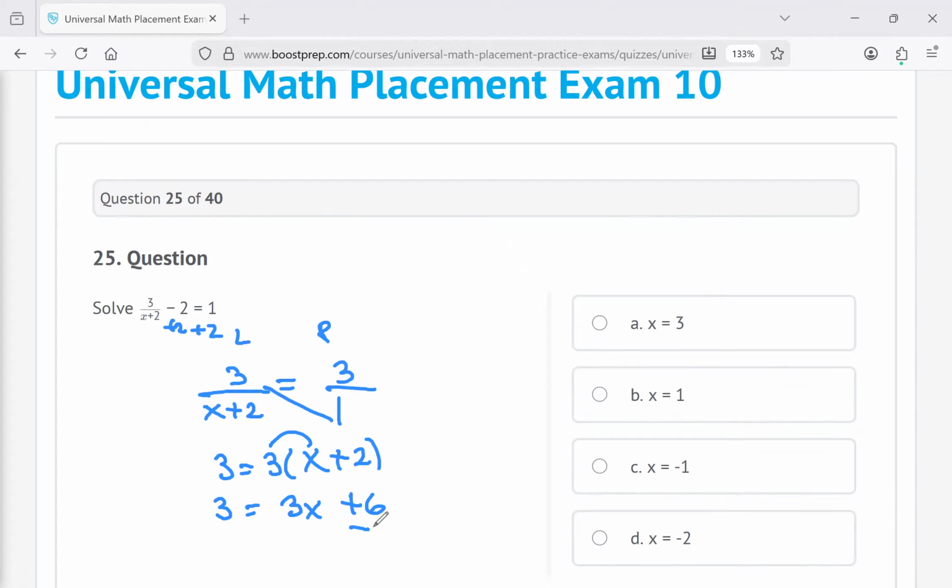Then move this 6 to the left. So 3 minus 6 is negative 3, which equals 3x. Divide this by 3, and you get x equals negative 1.